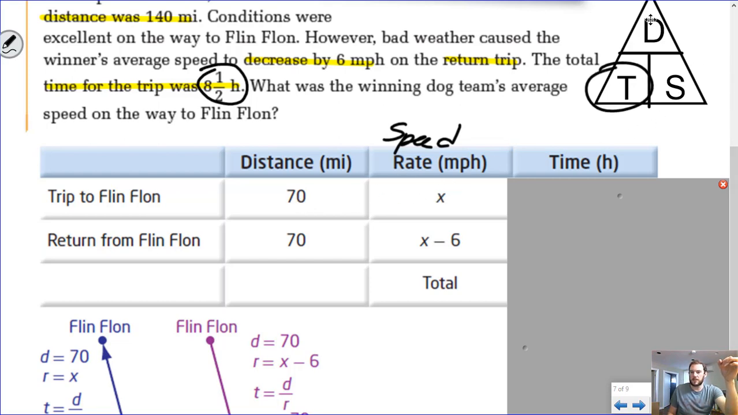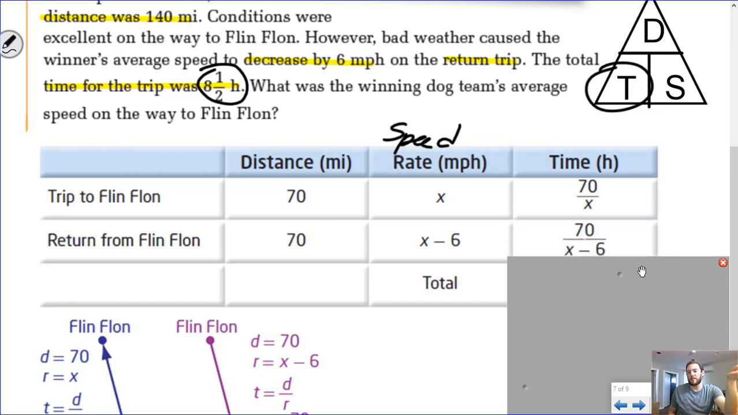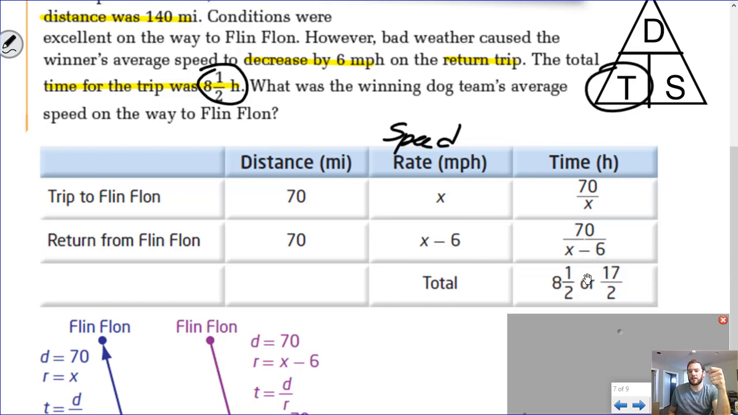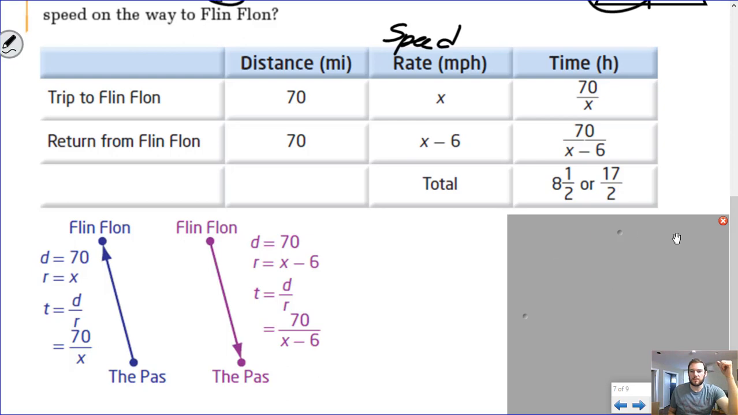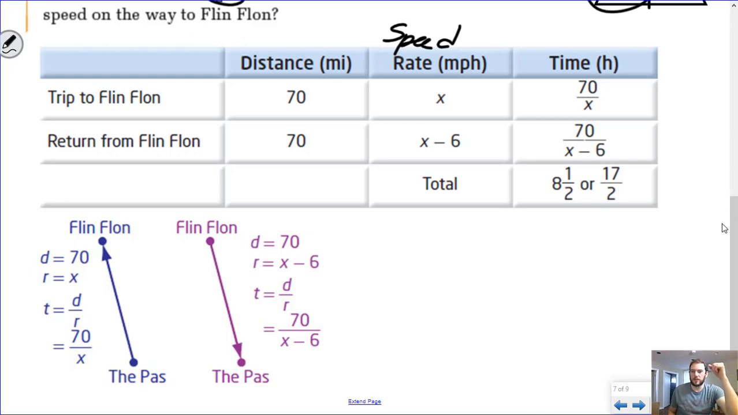Time is equal to distance over speed, or time is equal to 70 over x to get there, and 70 over x minus 6 to get back. Now, the total time it took to run the race is going to be equal to the time it takes to get there plus the time it takes to get back. And that should be equal to 8.5 because that's the total time. It already told us that, right? So now what we're going to want to do is solve for x, right?